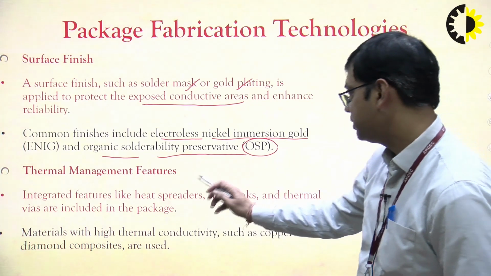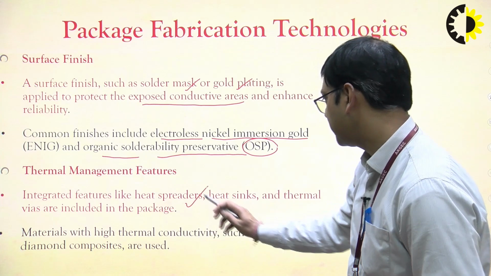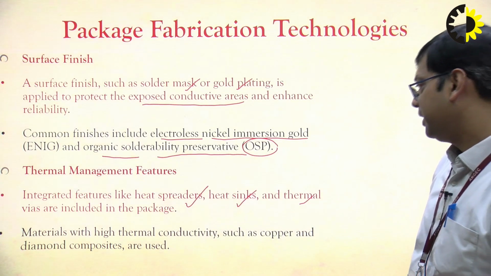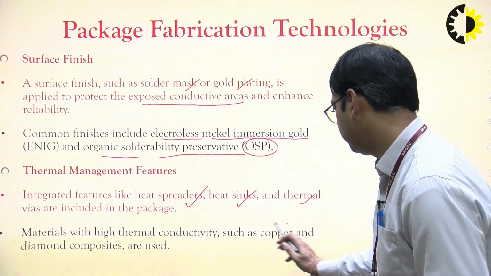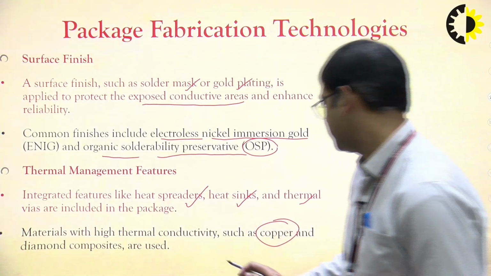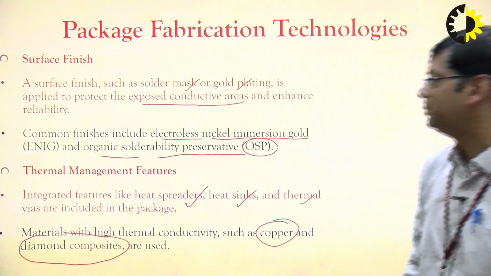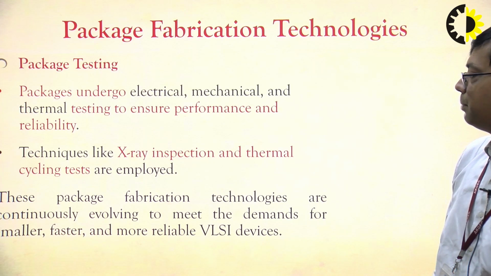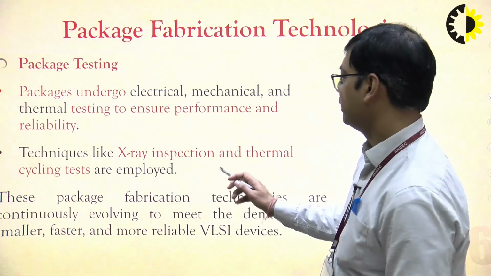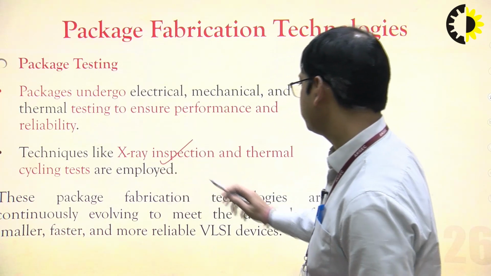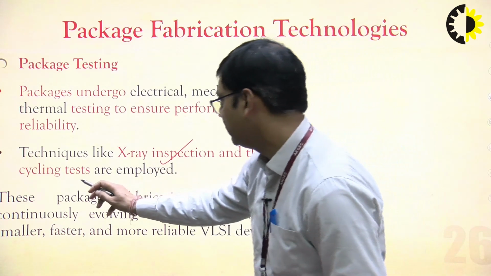Thermal management features include heat spreaders, heat sinks and thermal vias, and materials with high thermal conductivity such as copper and diamond composites are used. Package testing. For package testing, techniques like X-ray inspection and the thermal cycling test are employed.